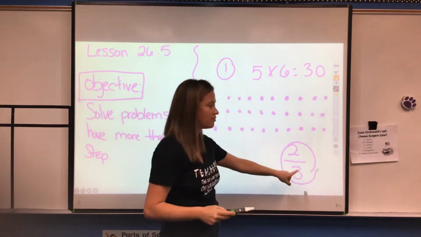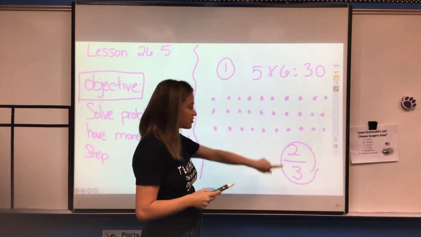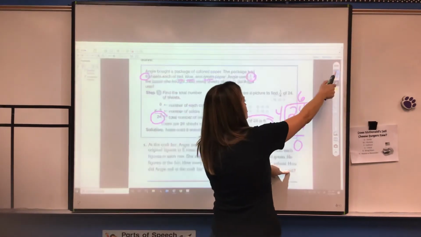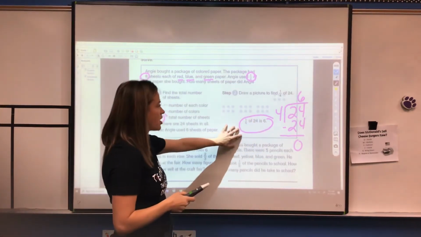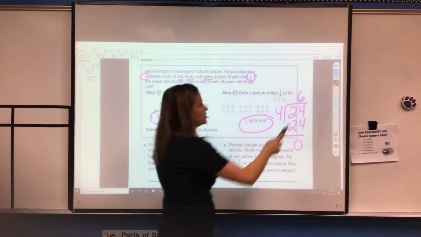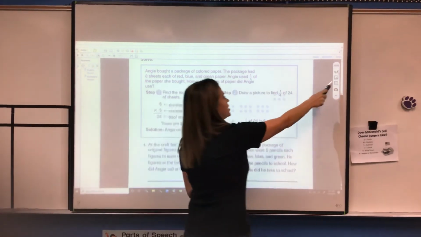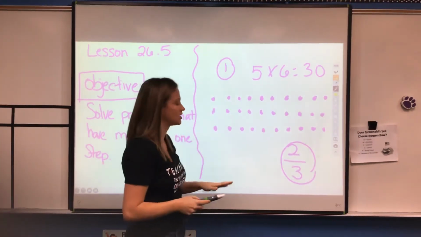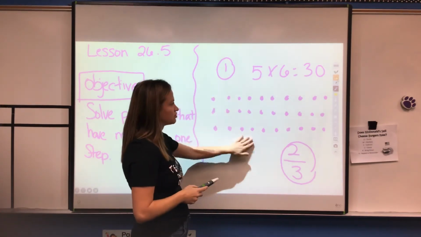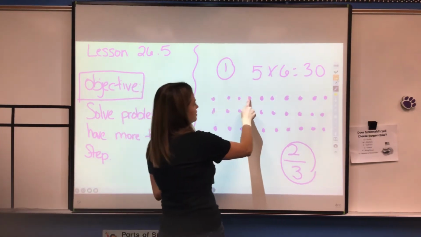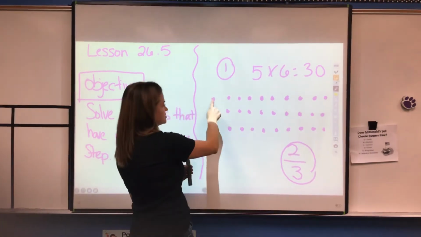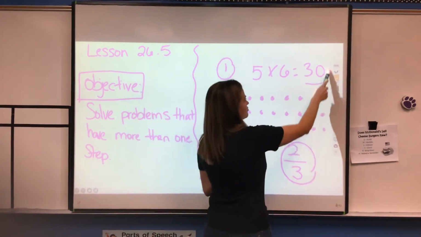Now, because it wants us to find 2/3, that lets me know that I need to make my array in 3 different groups because I have to go by the denominator. If you paid attention to the example problem, it gave you 4 groups because the denominator was 4. So always look to the denominator if you're unsure of how many groups you need to make. Because we need to find 2/3 of the number 30, I broke it down into 3 groups. 1, 2, 3, 4, 5, 6, 7, 8, 9, 10. So we have 10 in each group, 10, 20, 30.